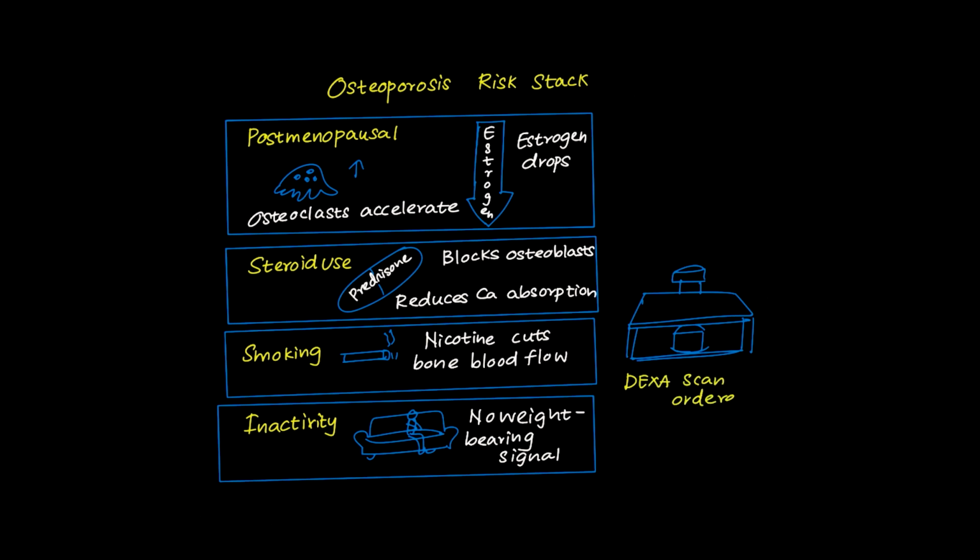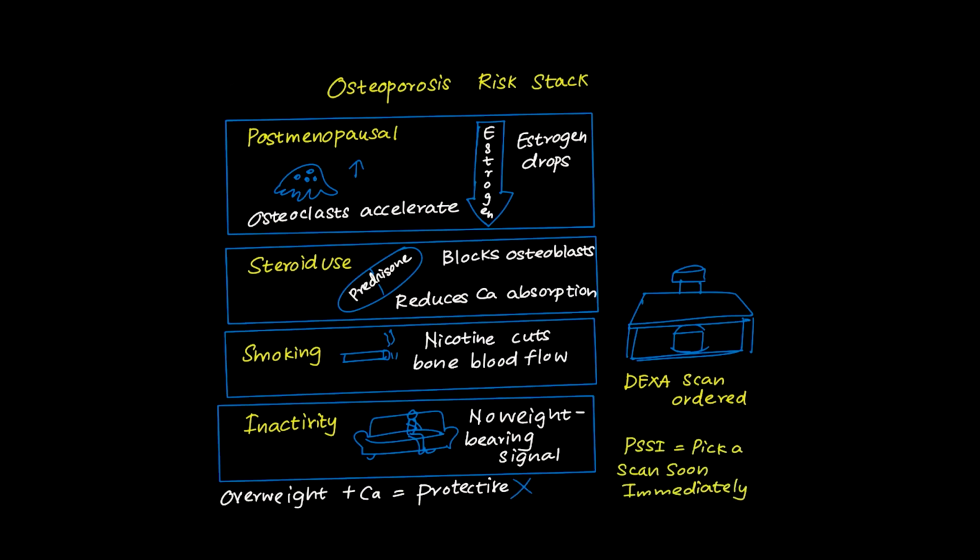Here's a D236 OA exam tip for you. Stack the risk factors using the initials: postmenopausal, steroids, smoking, inactivity. PSSI, 4 letters. 4 reasons her bones are at risk. PSSI equals pick a scan soon, immediately.